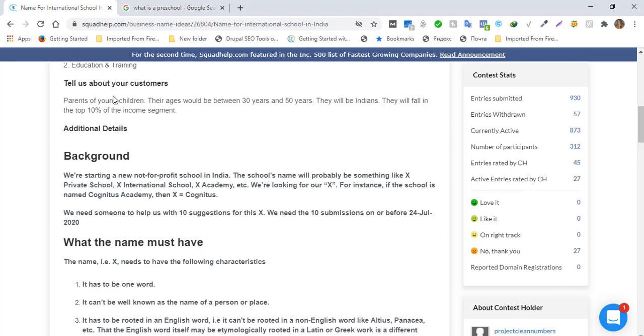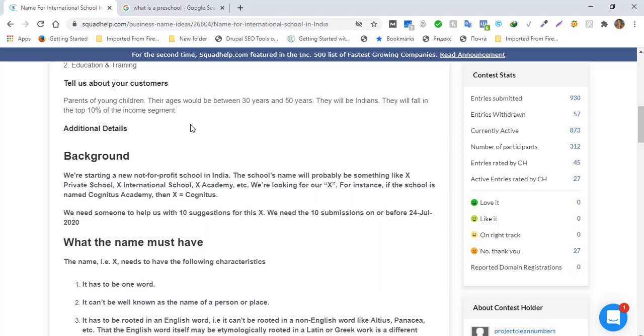Then tell us about your customers. Those are the people that are going to be attended to. Since they are dealing with children, they'll be dealing with parents of young children. Their ages will be between 30 and 50 years. They will be Indians. They will fall in the top 10% of the income segment. Now the client is revealing all these things so that when you are giving names, you know that you are not dealing with teenagers. You understand? You know you are not dealing with underage youths.